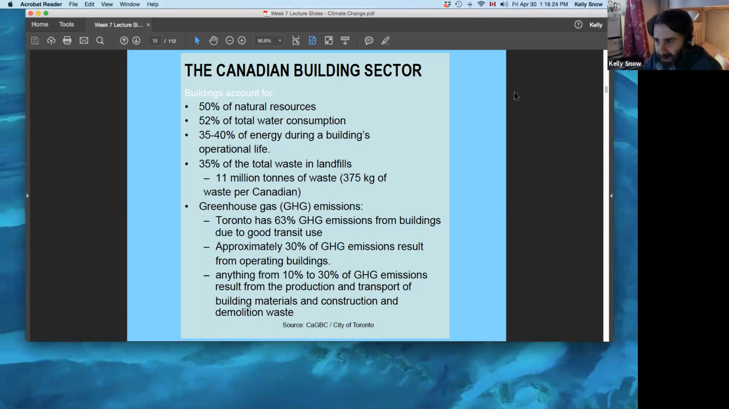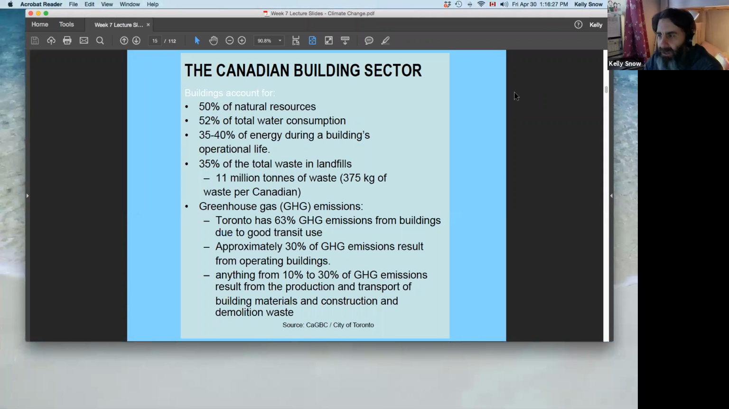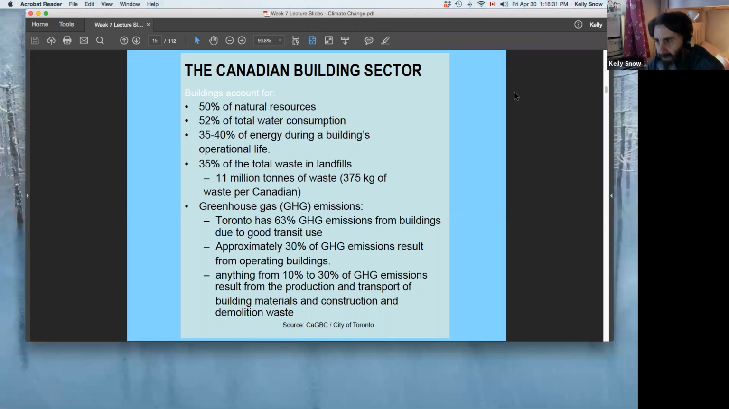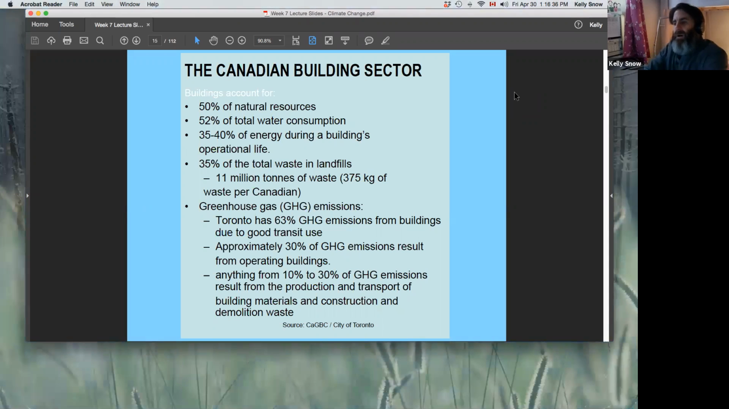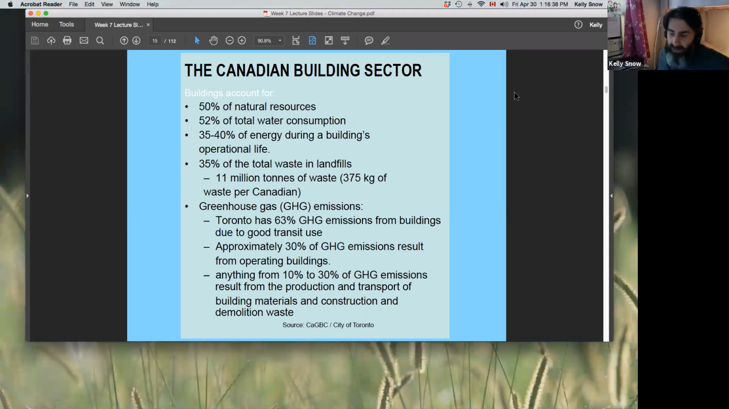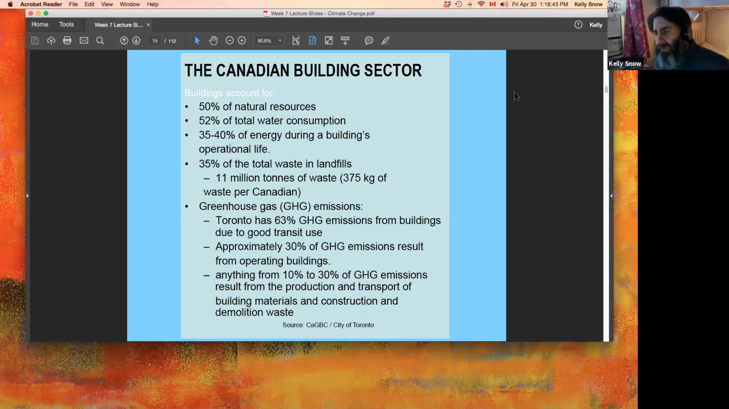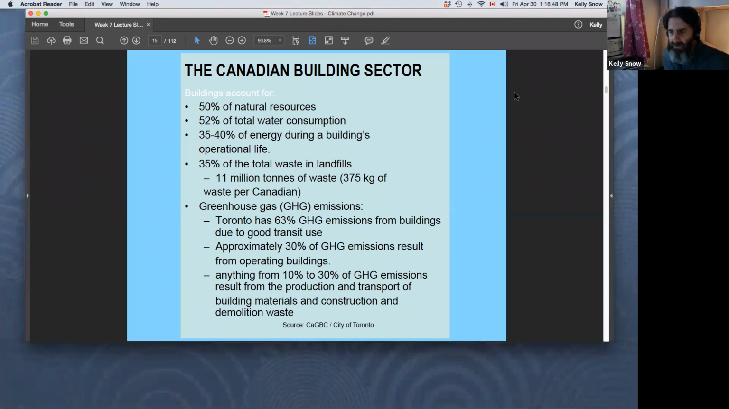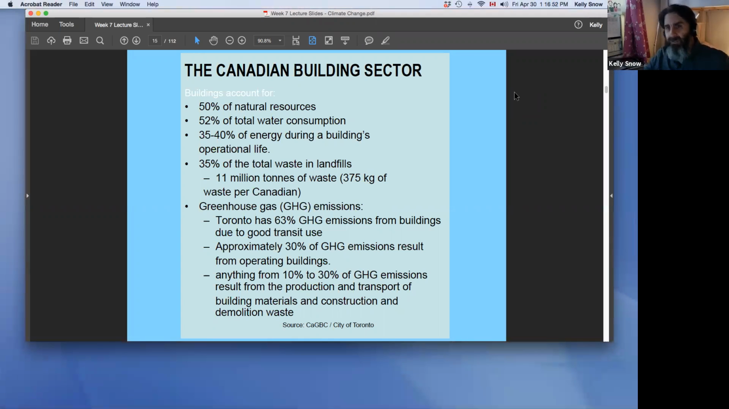When a building comes down, often it ends up in landfills. There's millions of tons of waste on an annual basis, and they also release a lot of greenhouse gas. This is mitigated in Toronto by good transit use, at least pre-pandemic times. About 30% of Toronto's greenhouse gas emissions result from operating buildings. And so it's important that there are ways of making buildings more sustainable, which is something that we talk about.